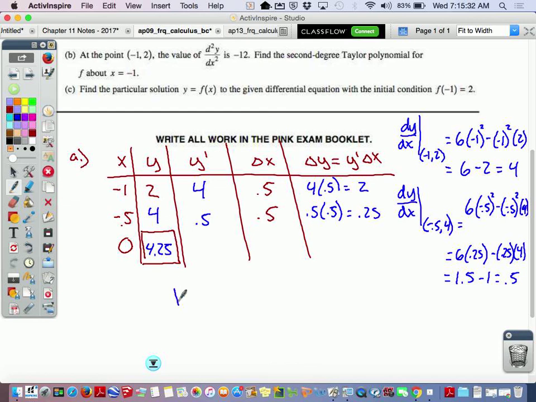So we can say our approximation, f of 0, is approximately equal to 4.25, or if you're a fan of fractions, that would be 17 over 4. This would be a 2-point solution, 1 point for the work, 1 point for the approximation.